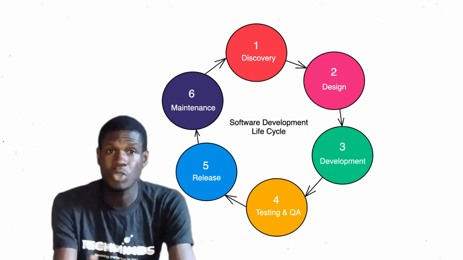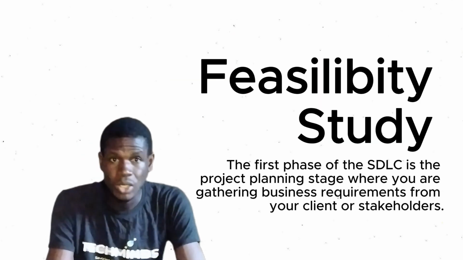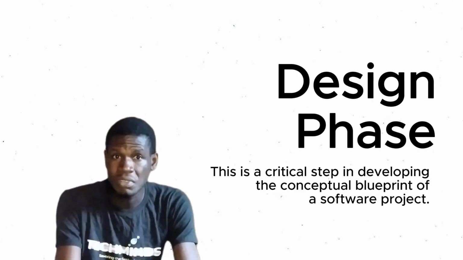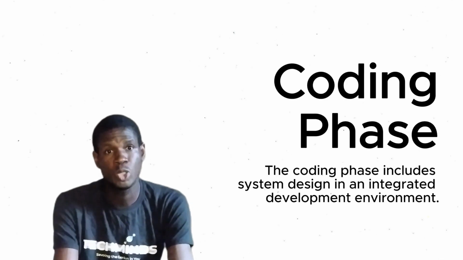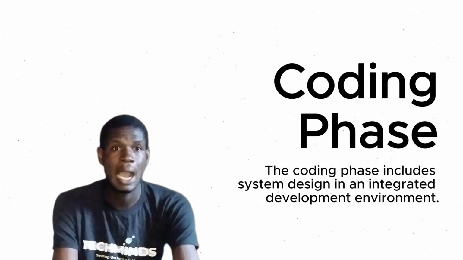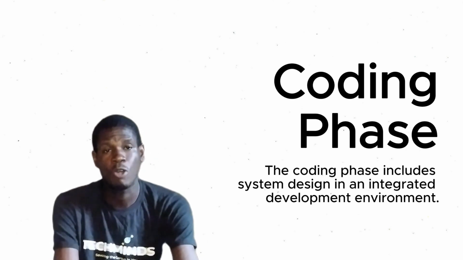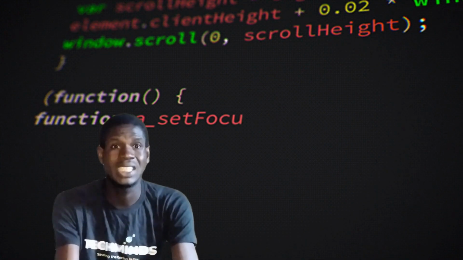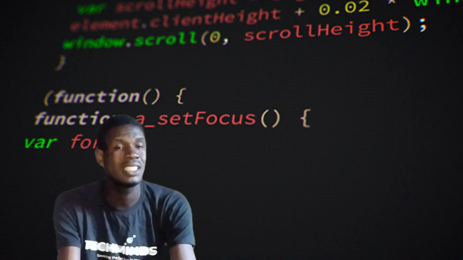So the software development lifecycle entails the feasibility study or the planning phase. Then the next phase afterward is the design phase. After the design phase, you go into the coding phase. And this is what most people are more conscious about, the coding phase. You might believe software development is all about coding, but it entails different procedures and different steps.